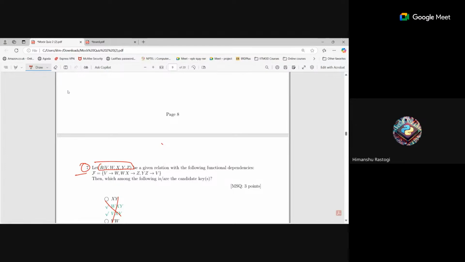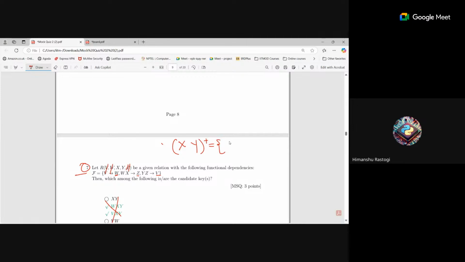First, we mark out the attributes from the right-hand side and cut them out from the original relation, like Y, Z, V, and W. So we are left with X, Y. These will be part of the candidate key. To check, we see whether X, Y alone can determine all the attributes. If they can, the closure contains all the attributes. If they don't, we have to take combinations with other attributes.